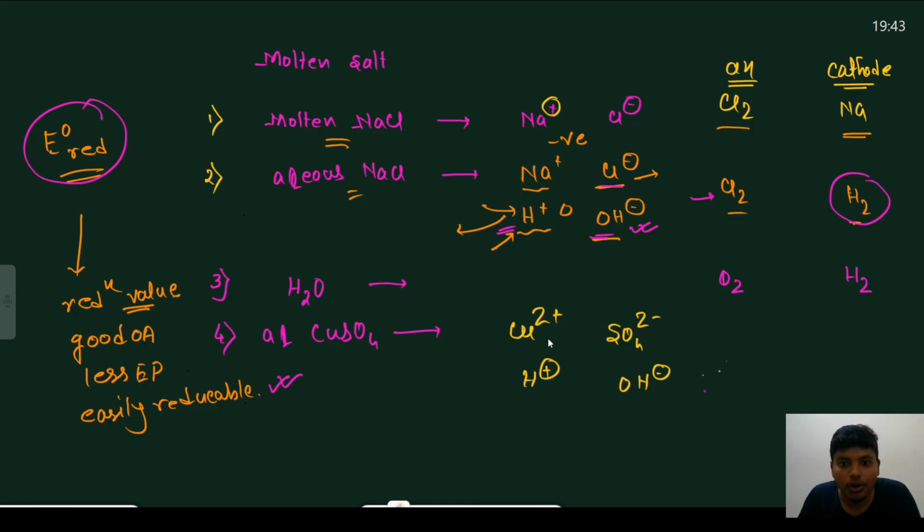Now, you know who has more reduction value, copper or hydrogen? Wrong. Hydrogen is 0.0 and copper is 0.34, a positive value. Go through the electrochemical series reactivity order. If you forget, just remember it like this.